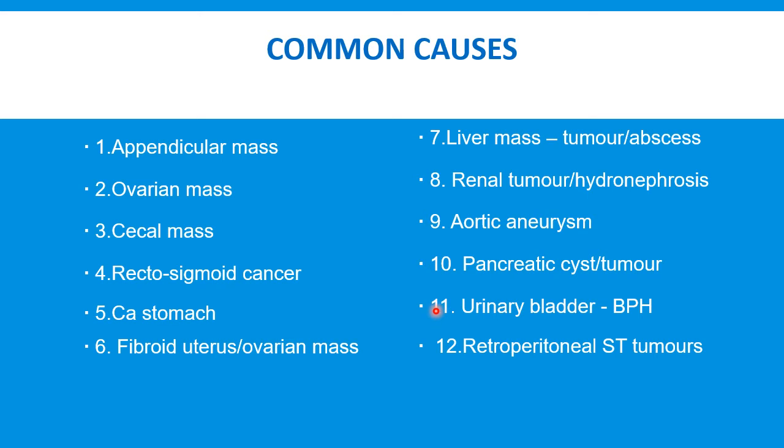Then you have the urinary bladder, especially in older men with BPH and acute retention of urine. When they come in, they will have a palpable bladder, a large mass in the suprapubic region. This can be either tender or non-tender depending on how rapidly the obstruction has taken place. Again, with an enlarged bladder, classically you cannot get above it or below it, and on percussion, it will be dull and cystic. And lastly, we come to retroperitoneal soft tissue tumors. As I said, apart from the major organs in the retroperitoneal area, it also consists of soft tissues like muscles, and tumors can arise from these tissues.